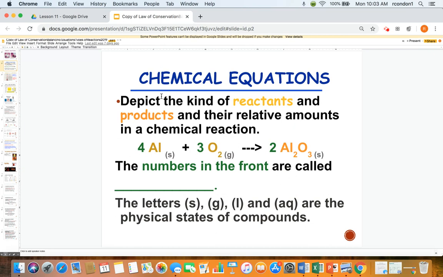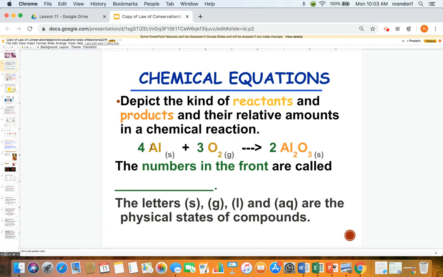So chemical equations, again, are a model, and they depict the kind of reactants and products and the relative amounts in a chemical reaction. So these numbers in the front, 4, 3, and 2, are called coefficients. That's coefficients, kind of like the math coefficients, like 5x you'll see in your math class.